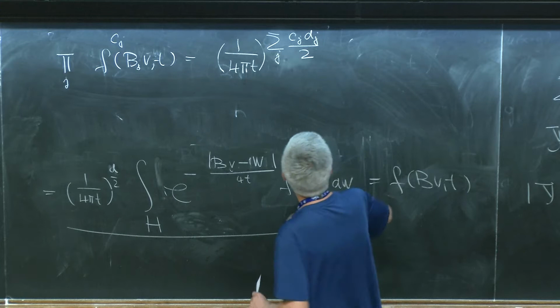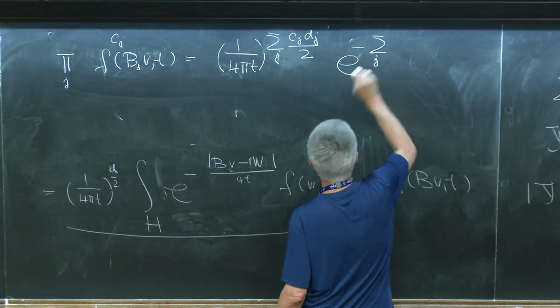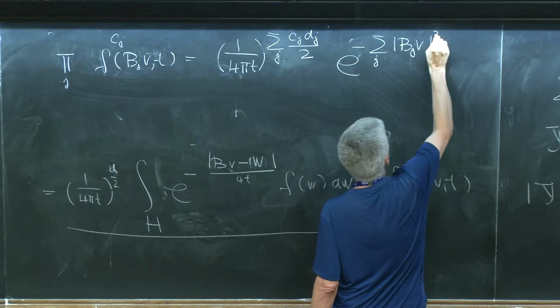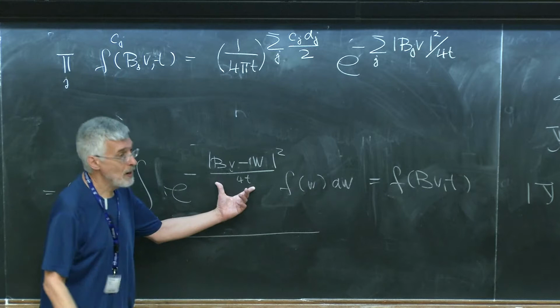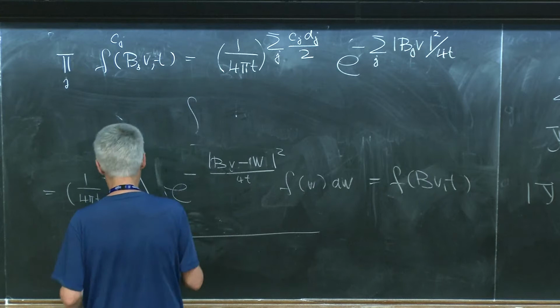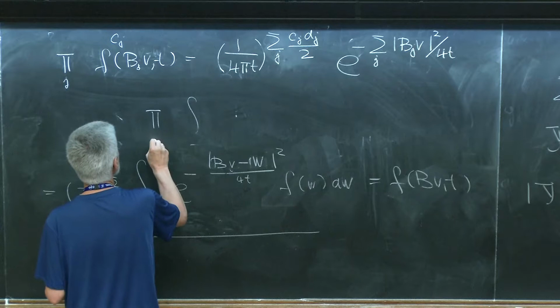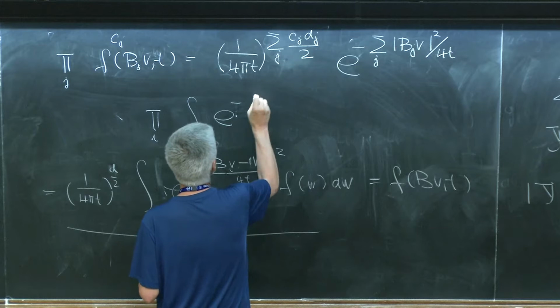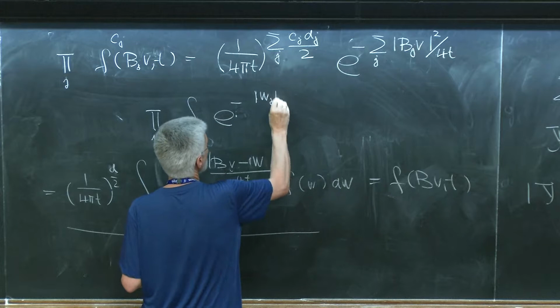I'm going to write this slightly differently. I'm going to write this as e to the minus the sum on j, and here I put a bj v squared over 4t. So in other words, what I do, I square this out, and the leading order terms are precisely these guys. And then I have left over a product over integrals. And how do these integrals look like? It's e to the minus, so here I call it wj squared over 4t.